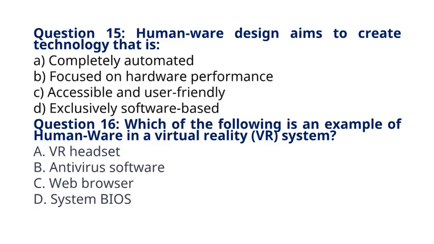Question 16. Which of the following is an example of humanware in a virtual reality (VR) system? A. VR headset. B. Antivirus software. C. Web browser. D. System BIOS. The correct answer to question 16 is option A. VR headset. Explanation: In a virtual reality system, the VR headset is an example of humanware as it enables users to interact with and experience the virtual environment.